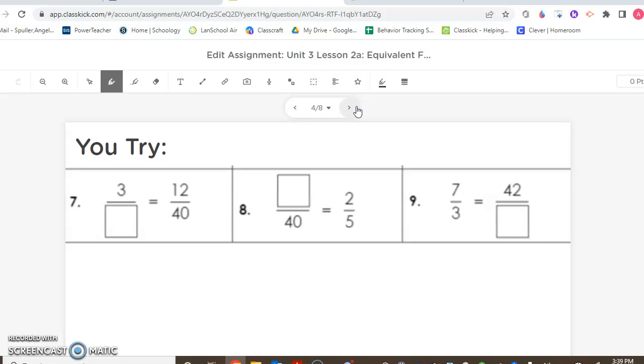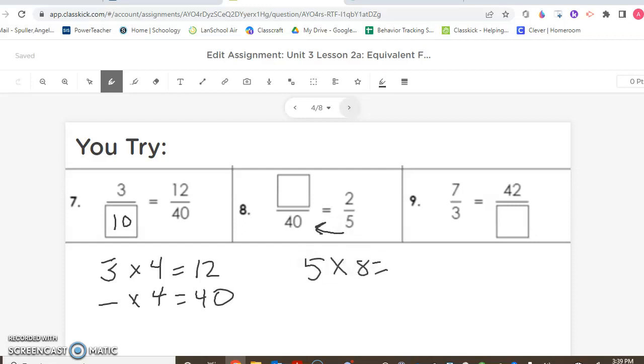Okay, for number 7, you should have said 3 times 4 equals 12. So something times 4 equals 40. Well, we can figure this out, right? 10 times 4 equals 40. All right, let's do this one. 5 times 8 equals 40. So 2 times 8 equals 16.